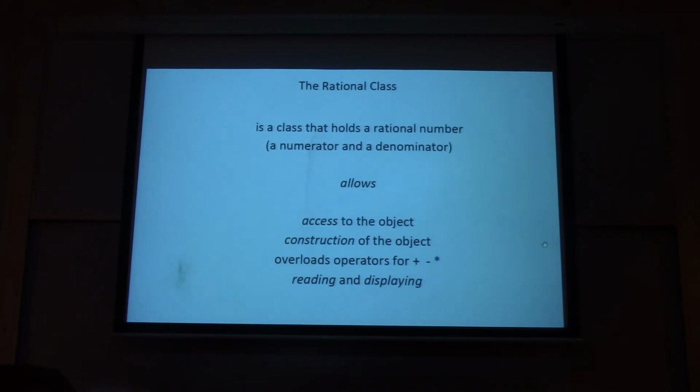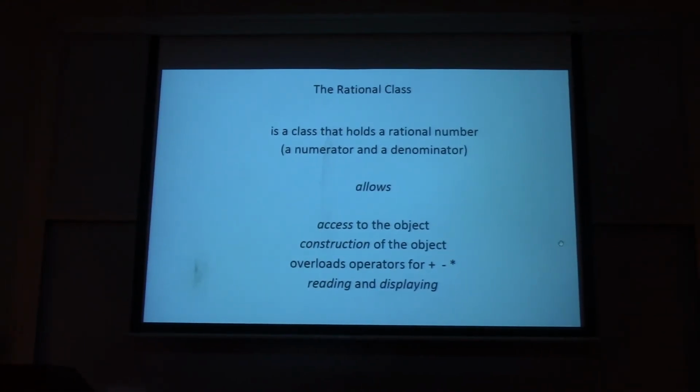So what we're going to do is spend time discussing this very important class. Not important because it's an important class, but because it's an important example to really teach you how classes are implemented in C++, how we can implement actions of operators, etc. So we will say Rational class, which is very similar to a fraction. Basically, we're going to define a class that holds a rational number, which is integer over integer, a numerator and denominator. It allows access to the object, allows construction of the object. It will overload some operators, and it will allow for reading and displaying the object. That's what we want this thing to do.